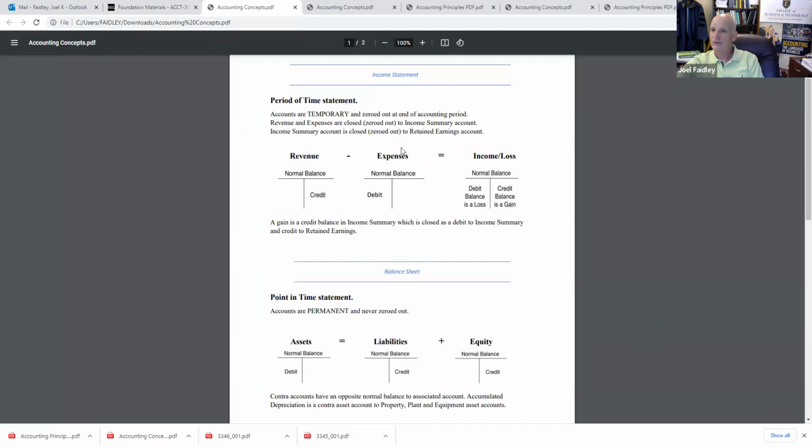So we recognize revenue, we match the expense with it. That usually comes from an asset. It doesn't have to come from an asset. It may be something you directly expense as you incur it. That's something else we'll get into later. So keep that in mind.